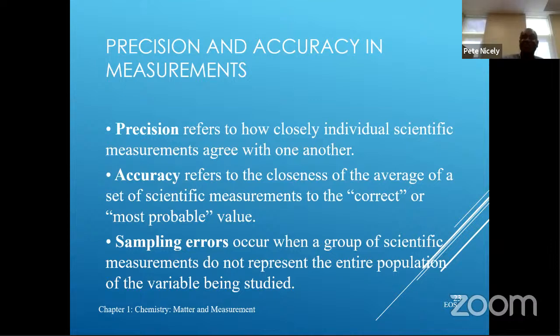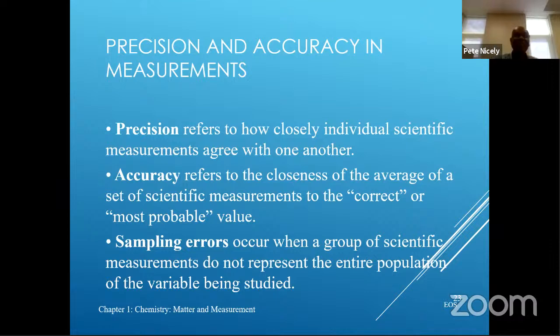Now, accuracy means something different. Accuracy refers to how close the average of a set of scientific measured values is to the true or correct or most probable value, all right? So going back to the example I just mentioned, let's say that I know what the actual length of the piece of board is that you were measuring. Then the accuracy of your measurements would be how close the average of your measurements is to the actual length of the board, all right? So that's the difference between precision and accuracy.